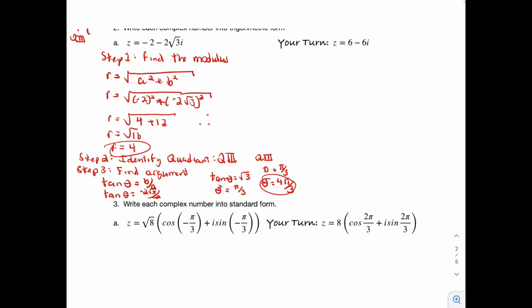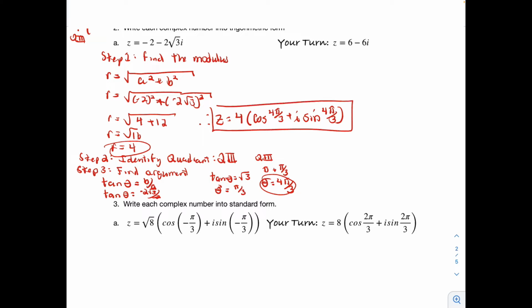So I've now found my r and my theta. So I can replace my z as r, which is 4, times cosine of theta, which is 4 pi over 3, plus i times sine of 4 pi over 3. I have now converted this complex number into polar form. Okay, now it's your turn.